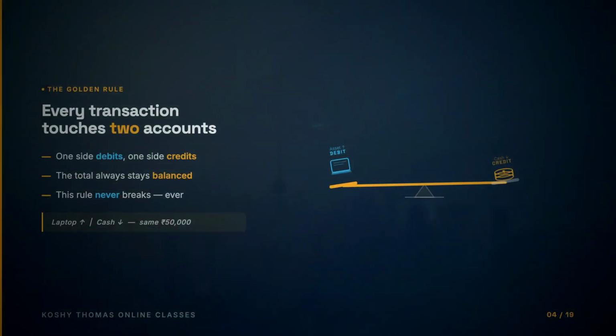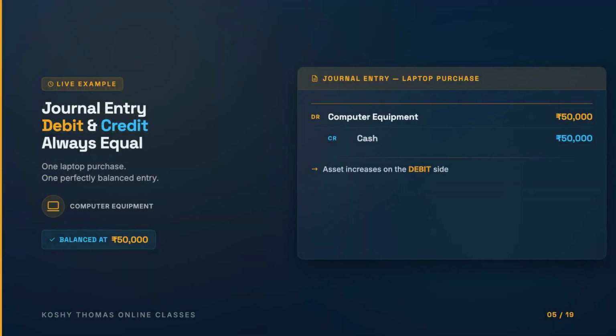Every transaction has two sides. Always. This is the golden rule of double entry accounting. You buy a laptop for 50,000 Indian rupees cash. Two things happen: the laptop comes in, that's an asset going up. The cash goes out, that's an asset going down. One transaction. Two accounts. Both sides must balance. That balance is not optional. It is the entire system.